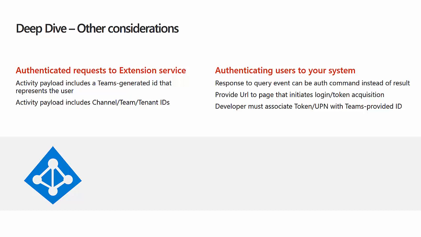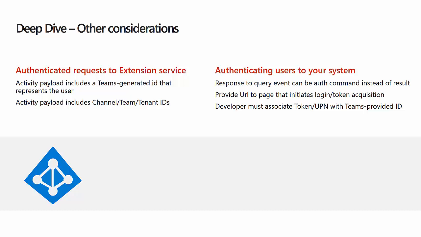I don't have to authenticate between Teams and my Compose extension, but if my Compose extension is going to be querying data somewhere else, that authentication is fully the responsibility of the developer. To help facilitate that little bit, when you respond to the query event, instead of providing a result, you can provide what they call an auth command. That auth command would include a URL, and then the Teams application will pop up a dialog with that URL in which you can then initiate some type of login or token acquisition.